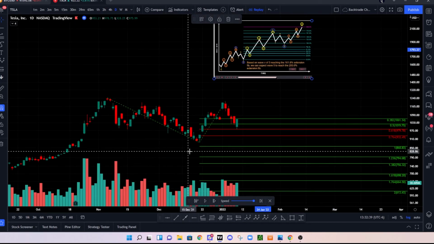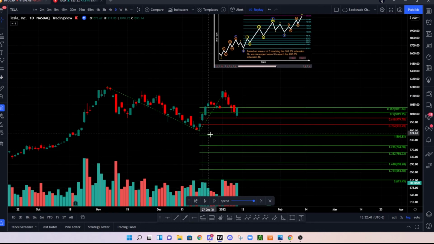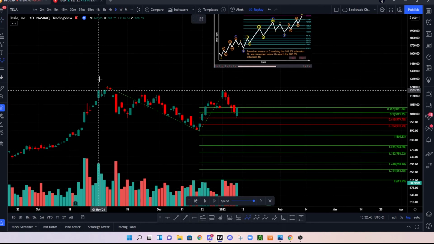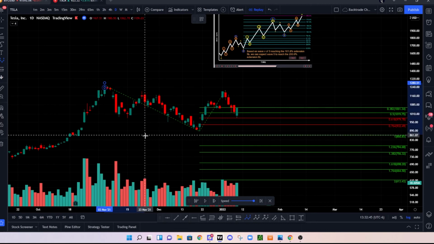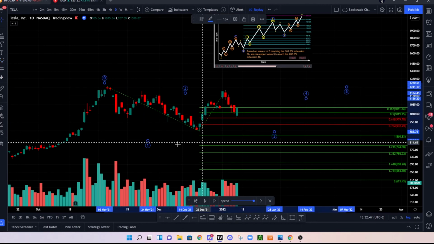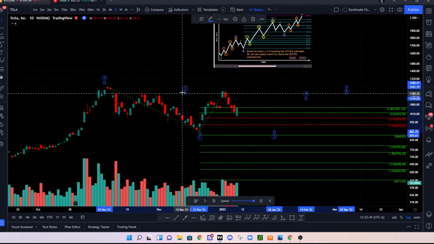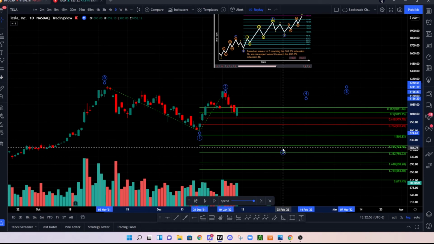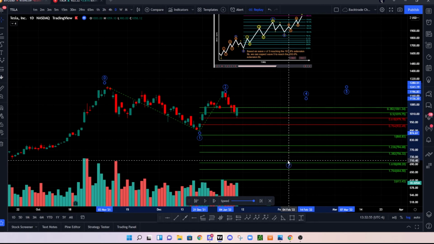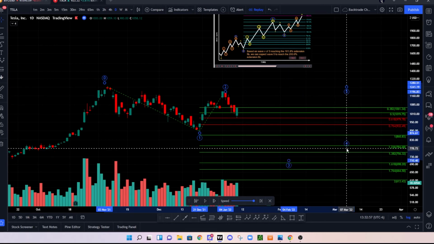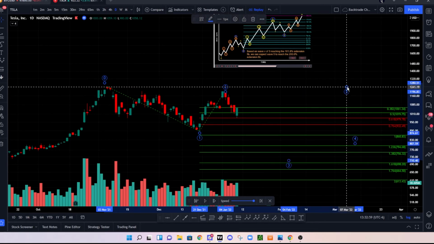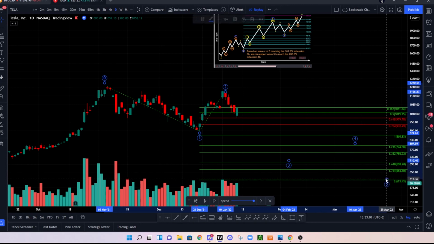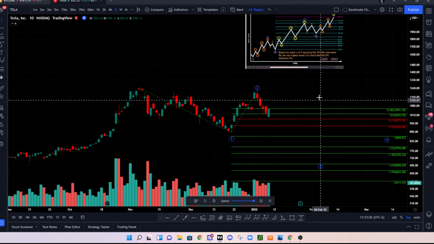So here's our 1 and our main 1 and main 2 in blue. Let's project that out real quick. All right, so we have 1 here, we have 2 here, 3 we expect, let's just call it the 618, 4, something like that, and 5 maybe down to the 200% level. I just like to map it out in my head ahead of time.